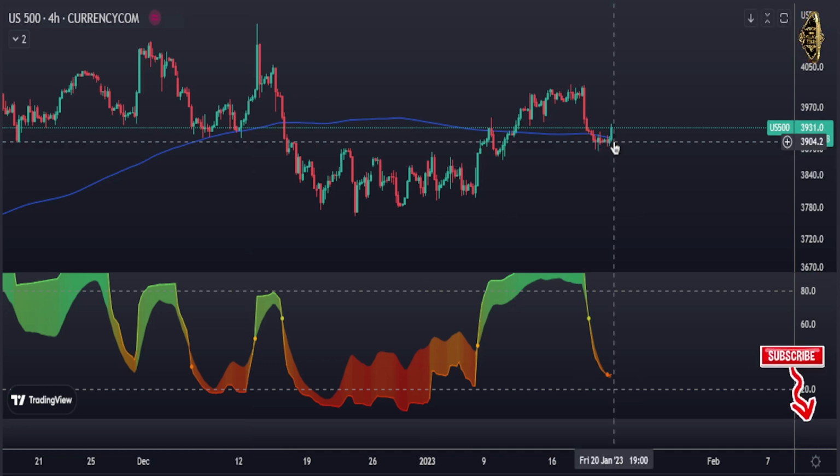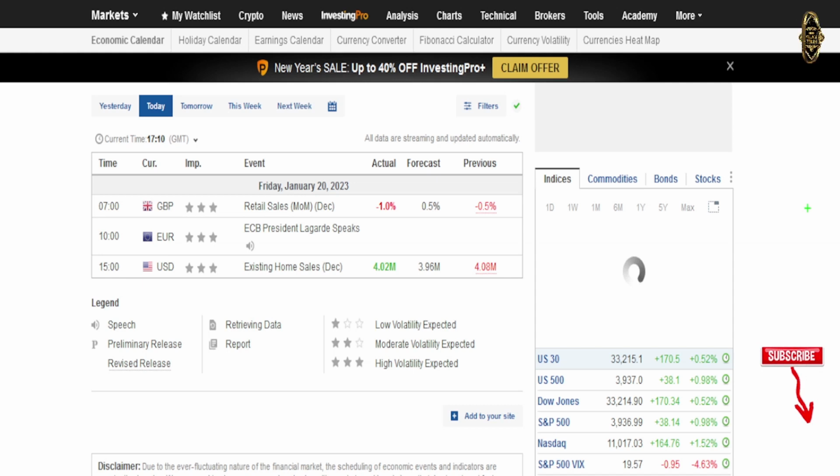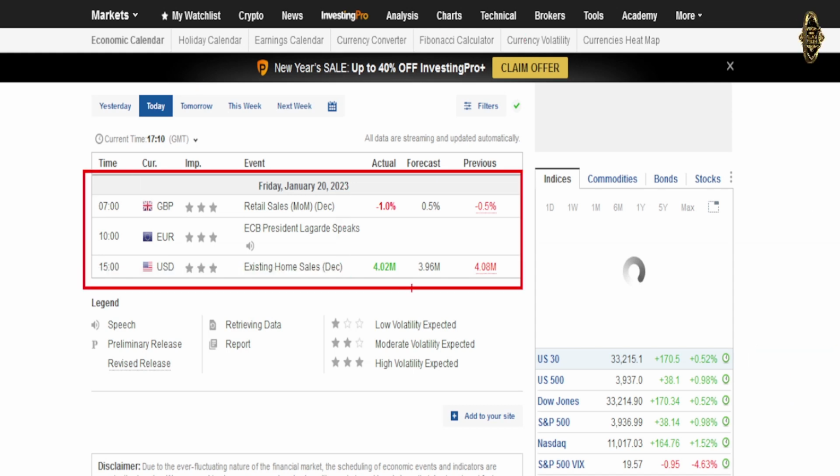And let me show you the news that pushed the market today. As you see, existing home sales came positive, not that positive. The previous one used to be 4.08 million, and this month it came 4.02 million.